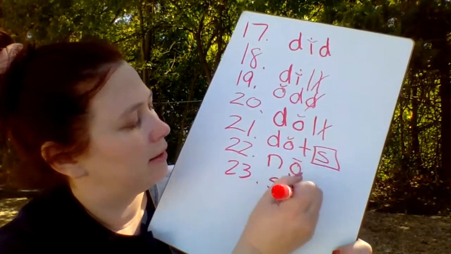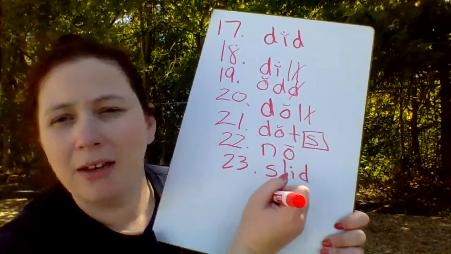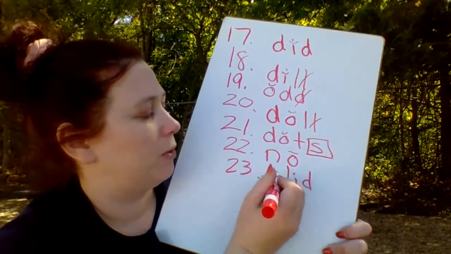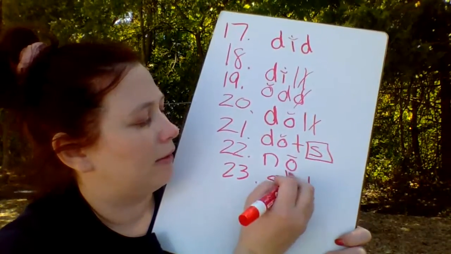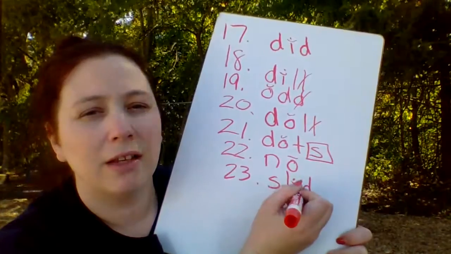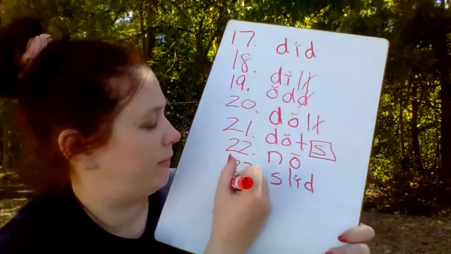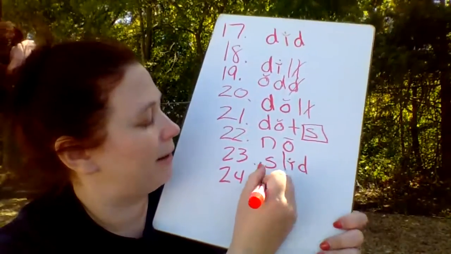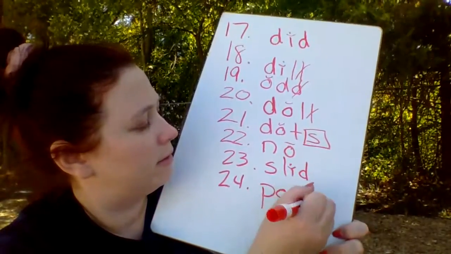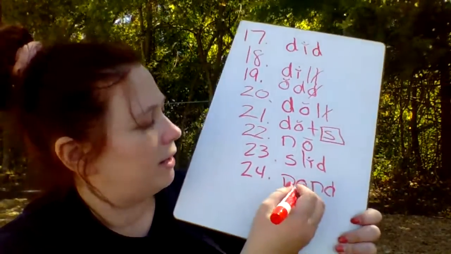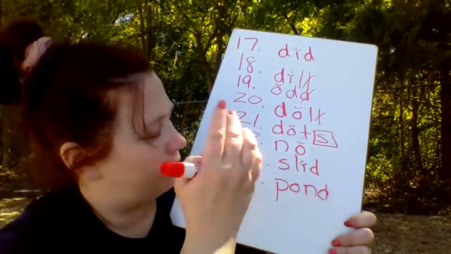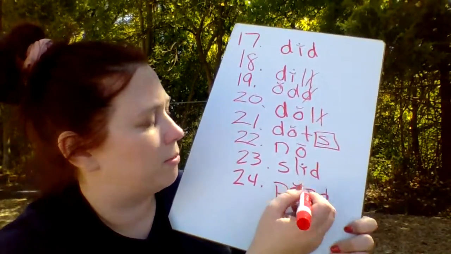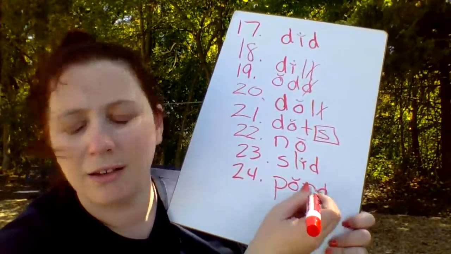Number 23. Slid. Here we have a blend, but remember, we don't do any coding with blends, so we just leave that. We have vowel consonant. It gets a breve. Slid. 24. Pond. We have vowel consonant, gets the breve, P-O-N-D.